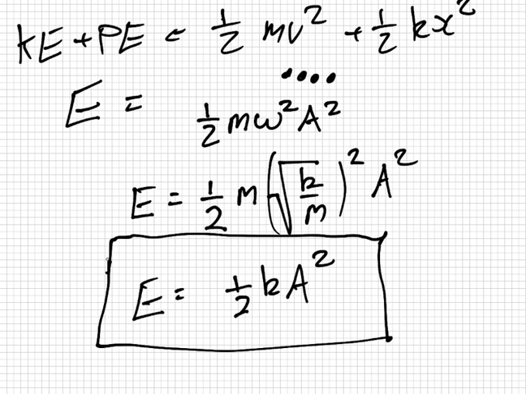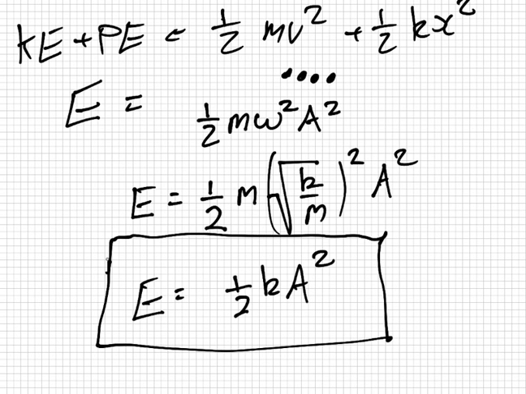If I want to know how much energy is in the spring, I just need this formula. Now please remember, this is the total energy. This is the kinetic energy and the potential energy. It's the total energy, kinetic and potential. What information do you need to know about the spring to calculate its energy?